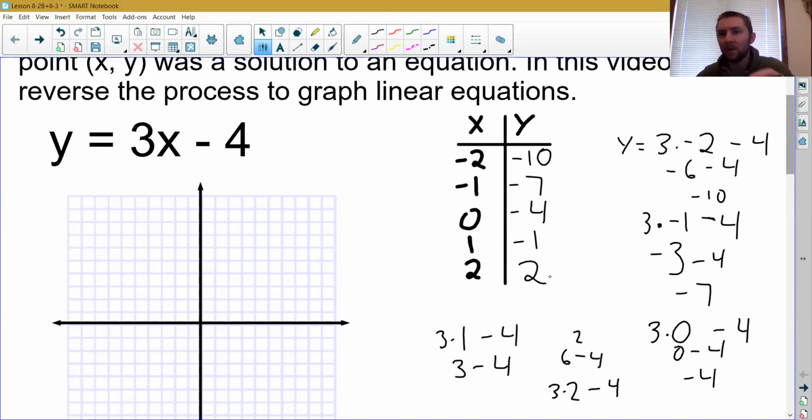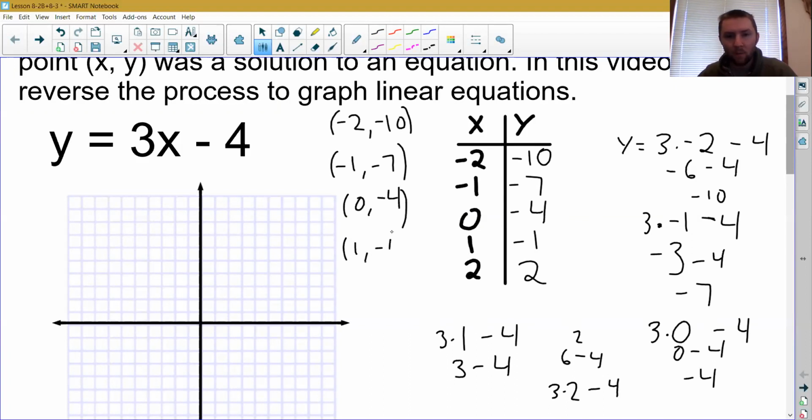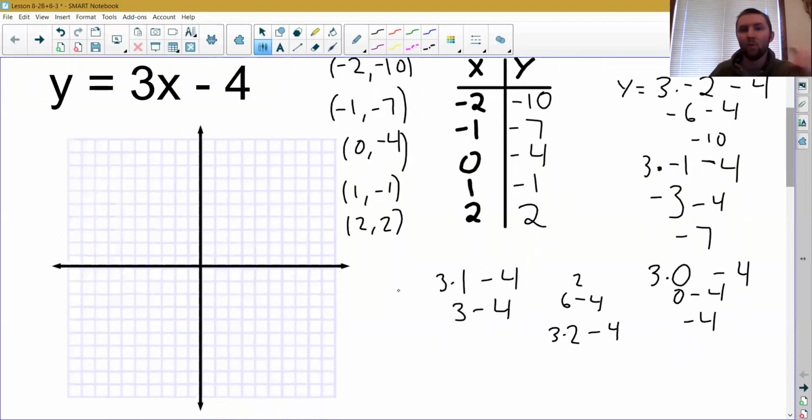So by choosing those 5 x values and then plugging each one into the equation and finding a y value, I have created coordinate points: -2, -10; -1, -7; 0, -4; 1, -1; and 2, 2. Now I'm going to take those 5 coordinate points and put them onto a coordinate grid, and I'm going to make the graph of this equation, y equals 3x minus 4. It's going to be a straight line, so all of these points should go in a straight line, hopefully.